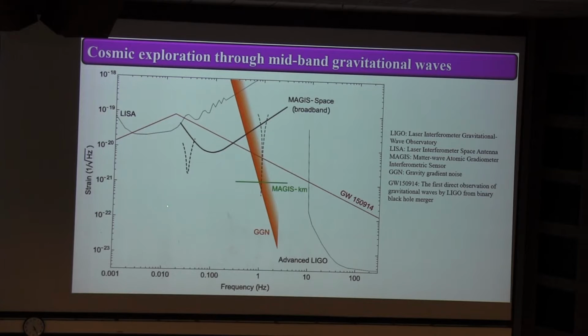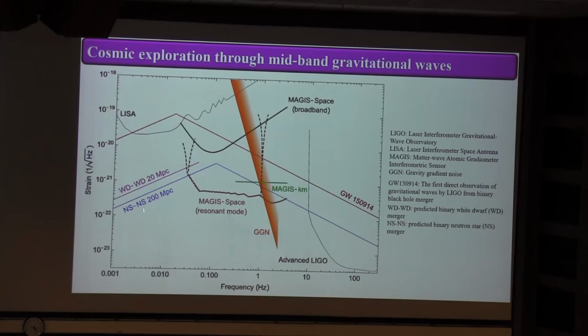and then one thing you can do is also, but this isn't the broadband one, if you sacrifice bandwidth a little bit and measure this resonantly, you can increase your sensitivity. And now the smart thing to do would be to scan across the frequency band, and that's what the round curve represents here. Now you can see these other sources, neutron star and white dwarf mergers, that can be easily detected by MAGIS space and not the other ones.